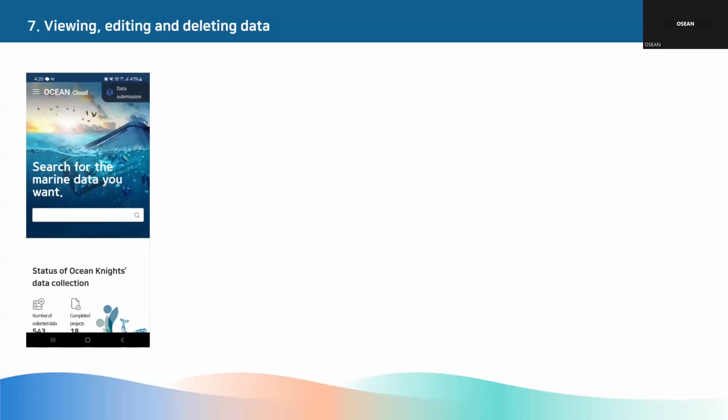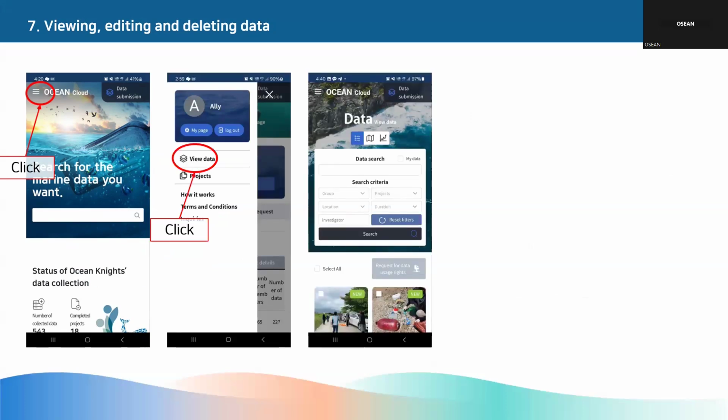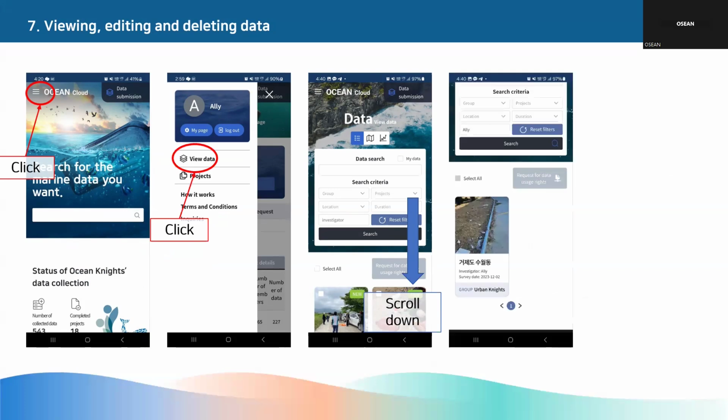Next, we move to viewing data. From the main page, again, click the three lines from the side, and then from the side banner, you can click view data. The main data page will appear like this. You scroll down and you will be able to see all the data uploaded on this application. And then if you want to filter and find things based on specific criteria like different groups, projects, locations, durations, etc., you can do so in the search criteria function.